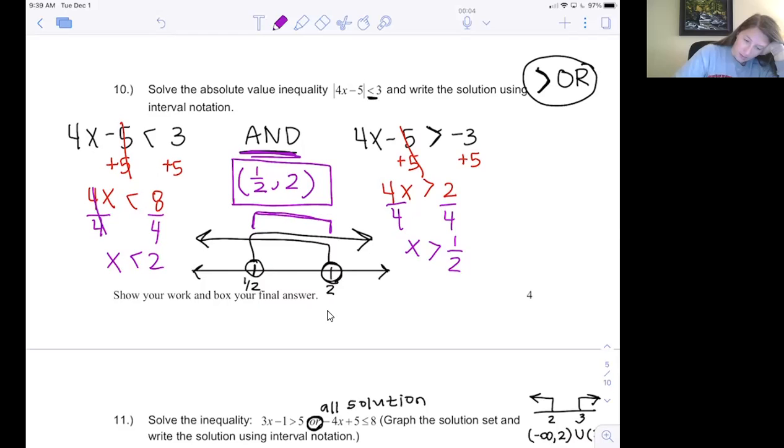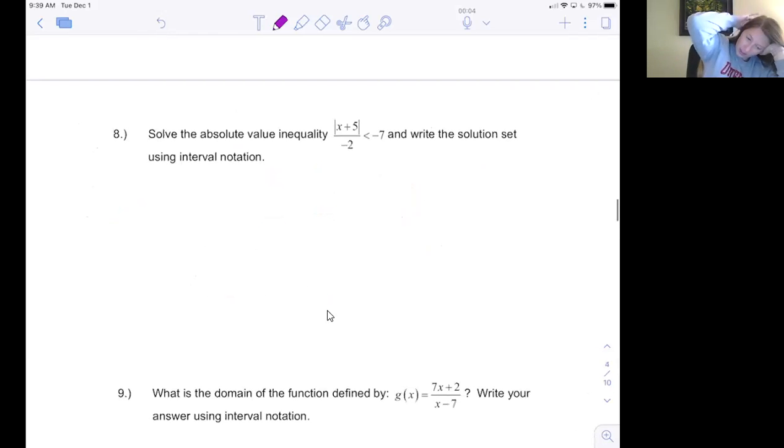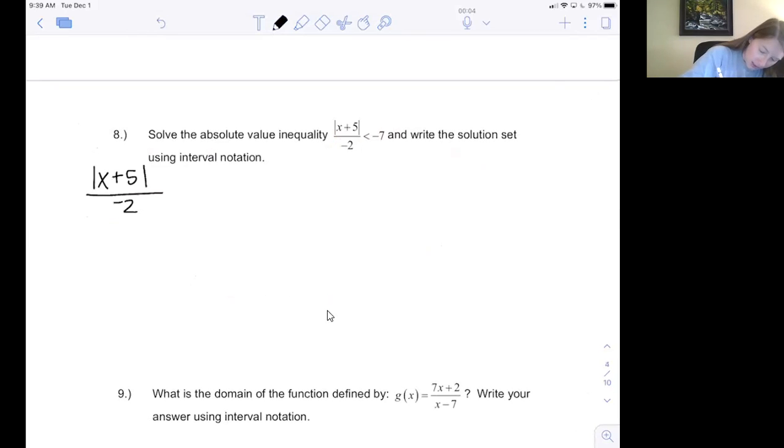Okay, now we're going to skip up some more to number 8. So this is the same thing, except normally when we're given absolute values, at least so far, it's always been the absolute value is either equal to, greater or less than -7. But right here we have this -2 that is outside the absolute value. So the first thing is we need to get the absolute value by itself: absolute value on one side and everything else on the other. And that's often the case.